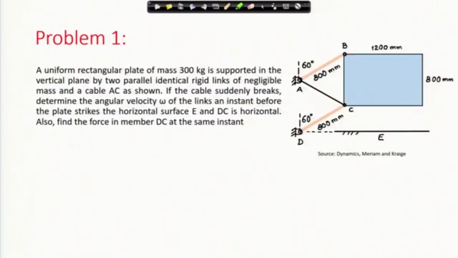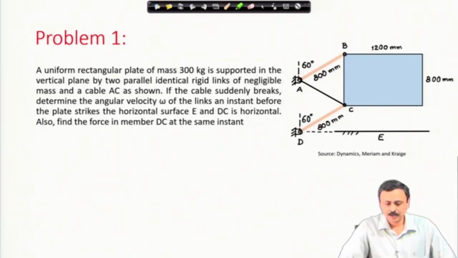Let us look at this problem. This is taken from the book of Meriam and Kraige, Dynamics. A uniform rectangular plate of mass 300 kilogram is supported in the vertical plane by two parallel identical links of negligible mass and a cable AC as shown. The cable AC, which goes diagonally from A to C, is to prevent the mechanism from falling down.